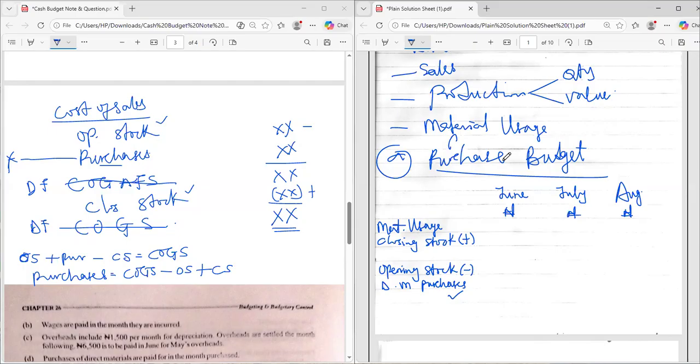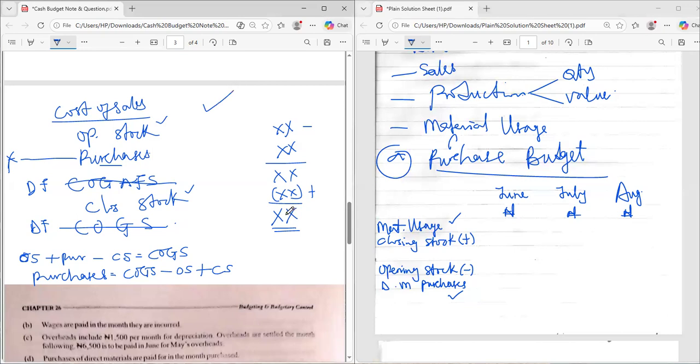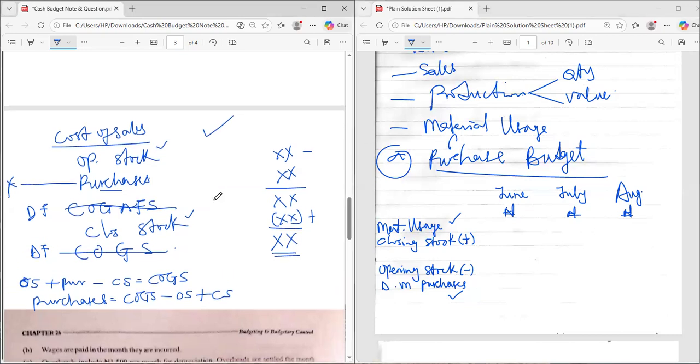So budgeting is a process. You need to get your material usage first before you can use it to prepare your purchase budget. Are we together? So that's why we are doing it like this. You need to know why we are putting in closing stock and opening stock, why it is plus, why it is minus, and I'm giving you the proof. So what is material usage in the question? What do you have?